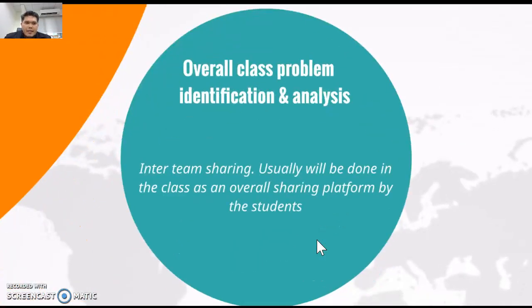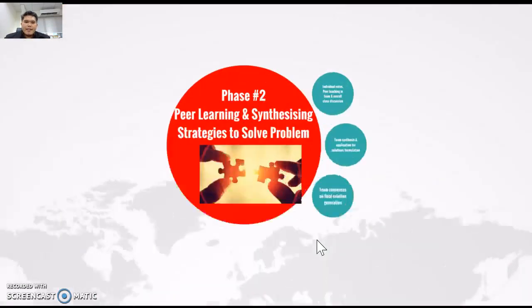And after the classroom group discussion, you need to share it with the classroom. So it's an inter-team sharing, so everybody will know exactly what the problem is all about. Everybody has a common understanding of what the problem is all about, and at the same time every team knows what their learning issues are. You move to the second phase.